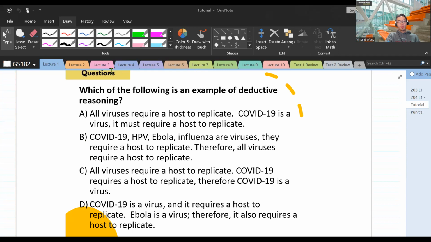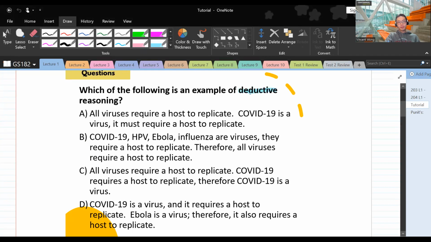Which of the following is an example of deductive reasoning? Okay, so the first thing you have to think about in a question like this is, what is the meaning of deductive reasoning? Is it going from specific to general or general to specific? I'm going to give you a moment to just answer that in your head. Okay, and hopefully you remember deductive reasoning is going from general to specific, right? So let's take a look.